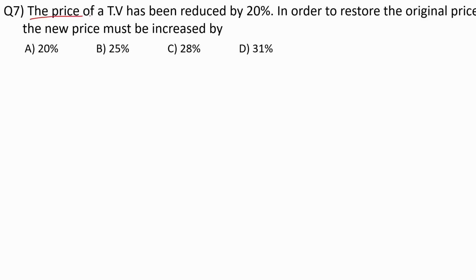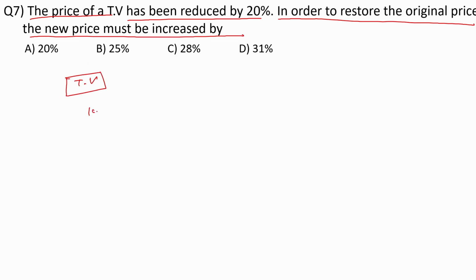The price of a TV has been reduced by 20%. In order to restore the original price, the new price must be increased by. Okay. Let the price of the TV be 100. As it is reduced by 20%, 20% of 100 would be 20, and it is decreased, so I am going to write minus 20. 100 minus 20 would be 80. This is my new value.